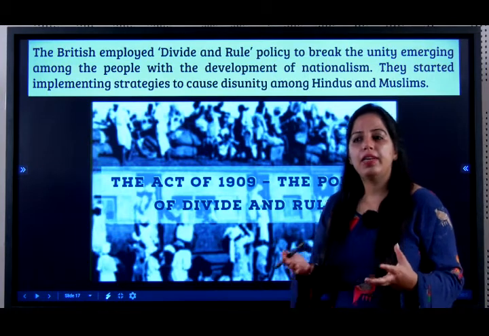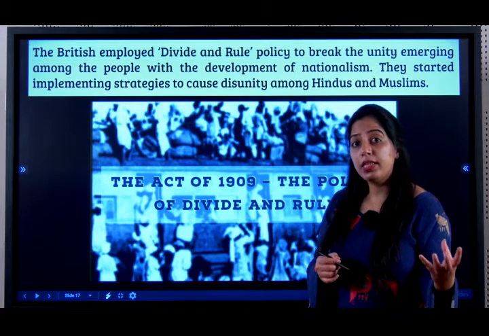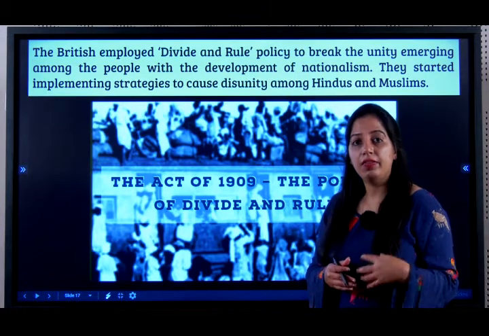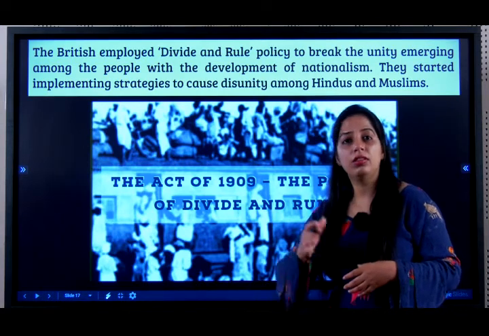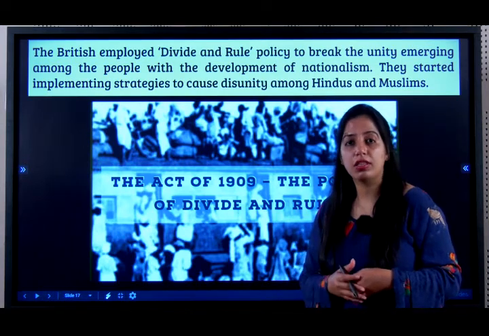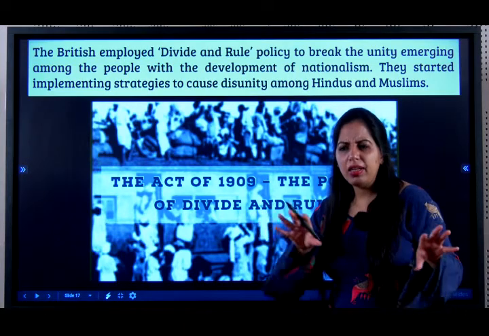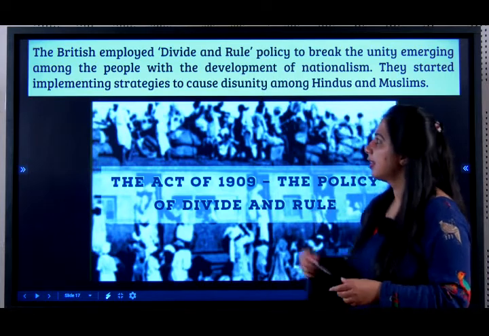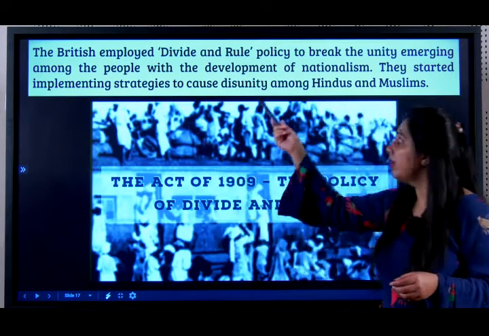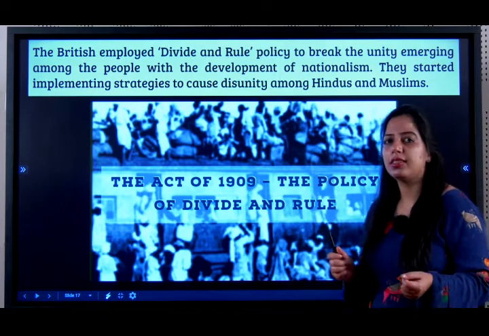What do we mean by divide and rule? They told the Muslims, we will give you seat in the government. We will give you representation. You should not support the Hindus in the Congress. You should not join the Congress. So like this, they made a lot of ways through which they divided the Indians. The British employed the policy of divide and rule to break the unity amongst the Indians.